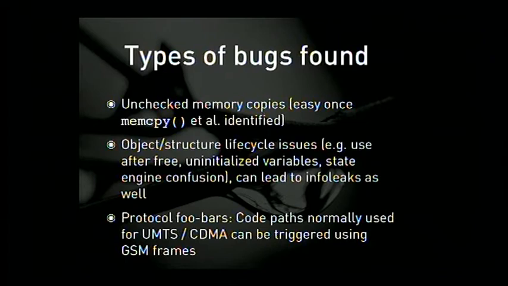Also, there are something that I call protocol foobars, where you have a code path that should only be reachable through a UMTS message that can also be reached through a GSM message. So this is, for instance, if you have an information element in a GSM message that is for UMTS. I was later told that these, what I call protocol foobars, are actually features, because you need to handle these messages if you support both UMTS and 3GPP.